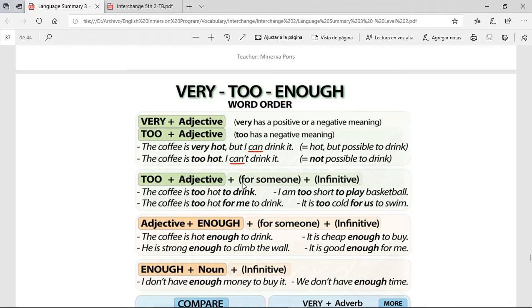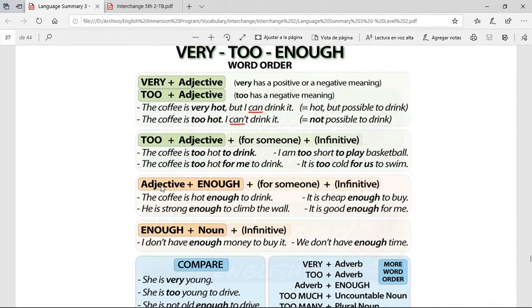Too plus adjective plus for someone plus infinitive. This is another way to use too plus adjective. The coffee is too hot to drink. The coffee is too hot for me to drink. I am too short to play basketball. It is too cold for us to swim. Okay?